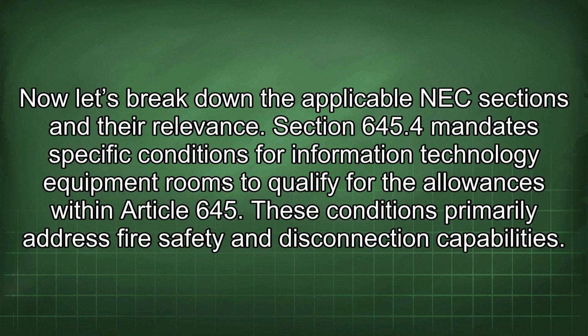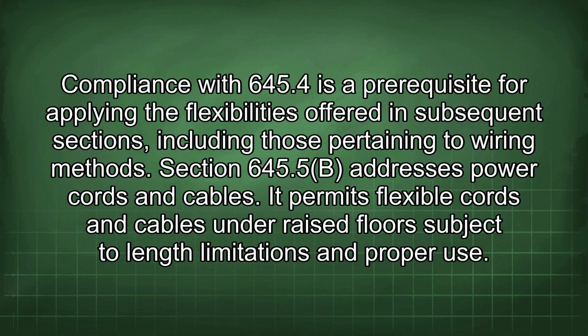Section 645.4 mandates specific conditions for information technology equipment rooms to qualify for the allowances within Article 645. These conditions primarily address fire safety and disconnection capabilities. Compliance with 645.4 is a prerequisite for applying the flexibilities offered in subsequent sections, including those pertaining to wiring methods. Section 645.5(b) addresses power cords and cables.